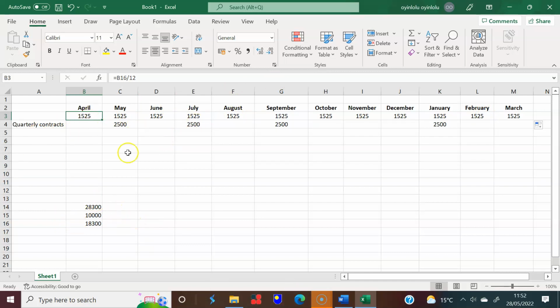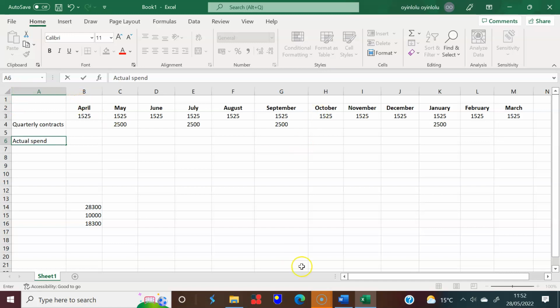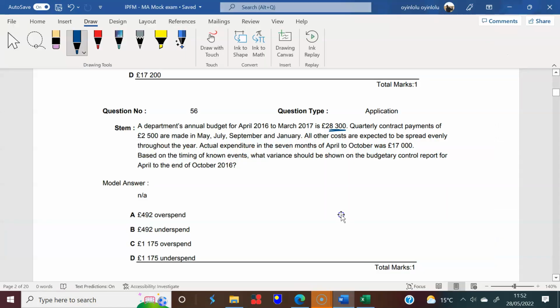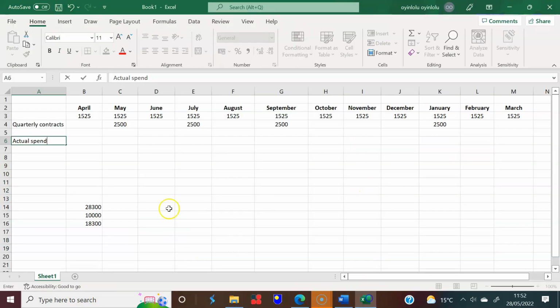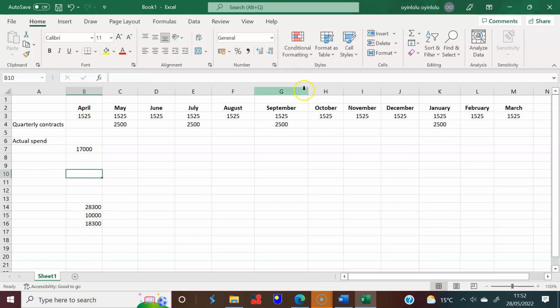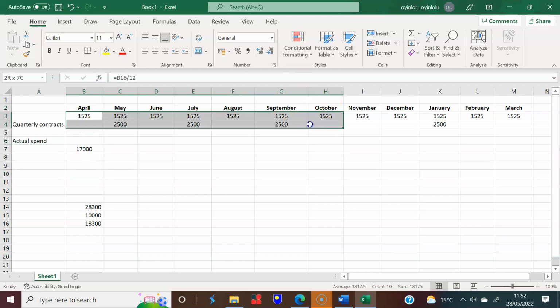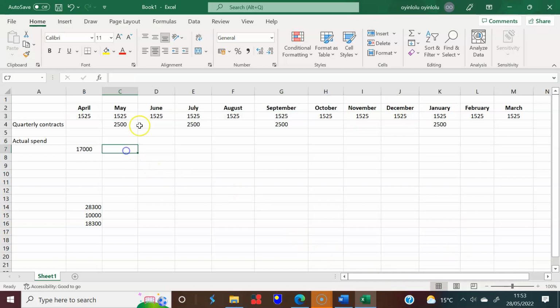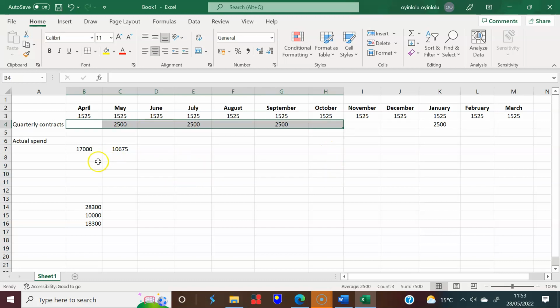And it says that actual spend from April to October is 17,000. Actual spend is 17,000 from April to October. So let's find what the total spend is. So the spend from April to October here, can you see that 10,675? 10,675, and then from April to October we have 7,500.